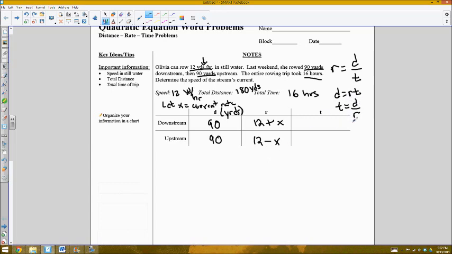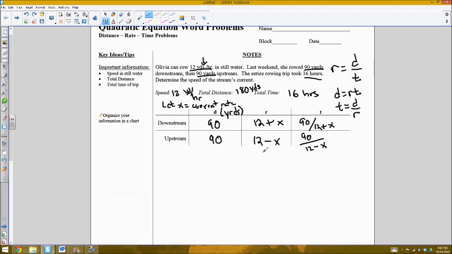This is then where we're going to use our time formula. So time is distance divided by rate. Well, the distance is 90 yards, and the rate, when I'm going downstream, is 12 plus x. So I'll get 90 divided by 12 plus x. When I'm going upstream, it will be 90 divided by 12 minus x.